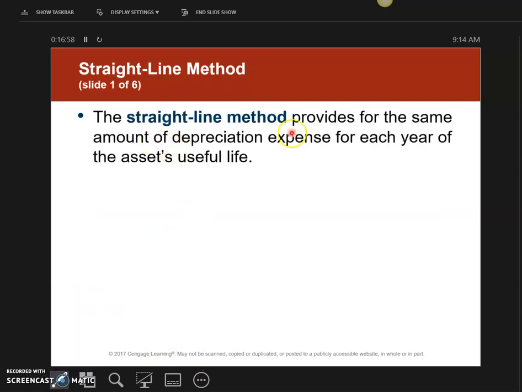So we're going to start with the straight line method first. This is the easiest one there is because it allows you to have the same depreciation every single year. Remember, depreciation is an expense which increases your expenses, which decreases your net income, which decreases your taxes. So depreciation is basically a non-cash expense. I want to reiterate that.